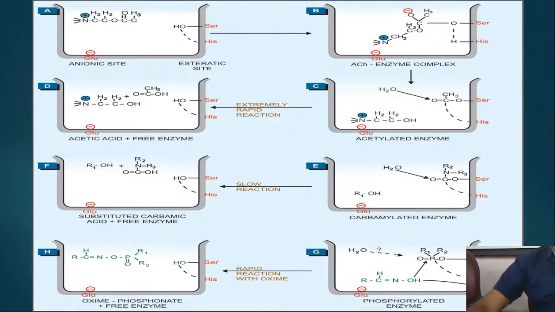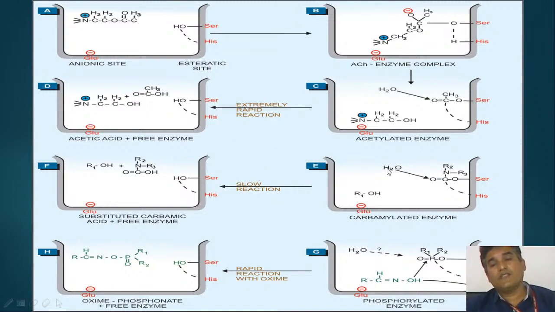And this is a very fast process. Once this acetylcholine binds to this active site, it gets rapidly degraded. In the presence of organophosphates, or you can say acetylcholinesterase inhibitors, the binding of the acetylcholinesterase inhibitor is not similar to that of acetylcholine.